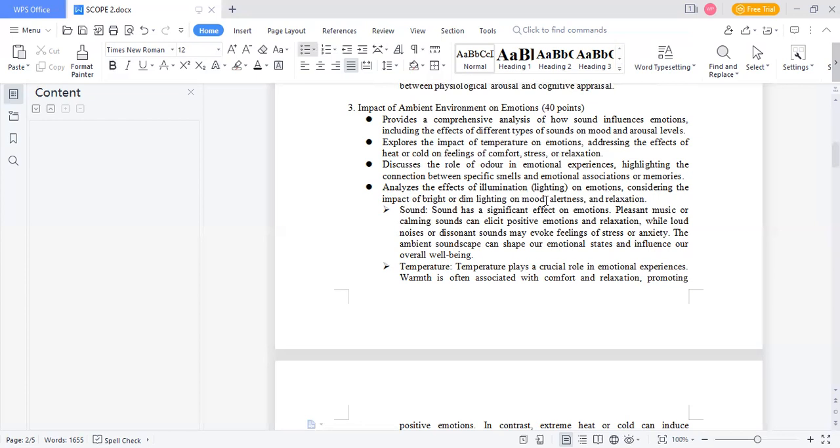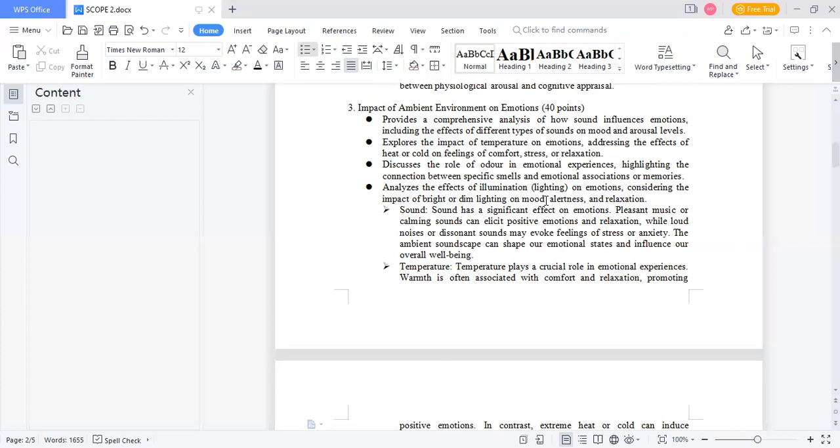Just check when you're in a loud noise, not when you're at a party. At a party, probably we might say you're expecting it and you are also interested. Or just imagine when your neighbor is having a party and you are not part of it. That's the closest example I might put on this one. So the ambient soundscape can shape our emotional states and influence our overall well-being.